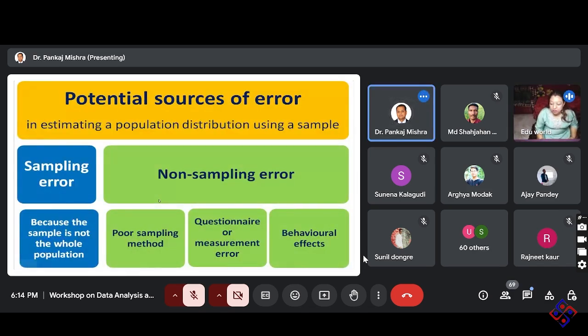Okay. While choosing the sample, sampling error can happen. Why does this sampling error take place? Because of a poor sampling method or questioning. If you have a problem with your questionnaire, and the respondents which you select are actually not reliable, then for that also sampling error can take place. Next one.